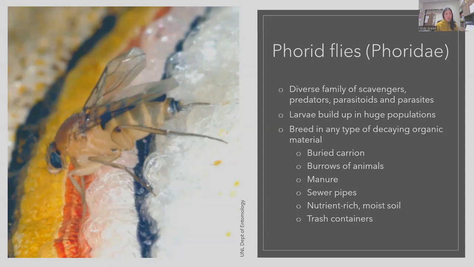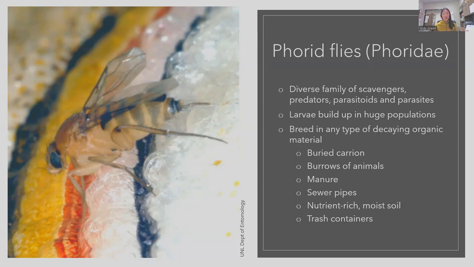This is a diverse group of flies. They can perform many roles in our ecosystem. So they are scavengers, they are predators, they are parasitoids. But in our case, they are pretty pesty and they indicate a big problem. There is some type of decaying organic material. It could be a dead body buried somewhere.